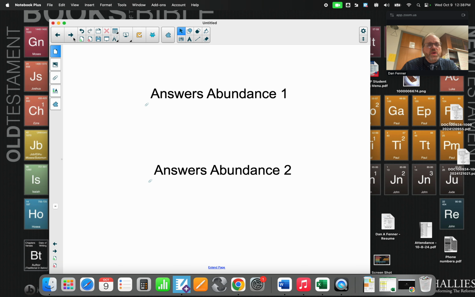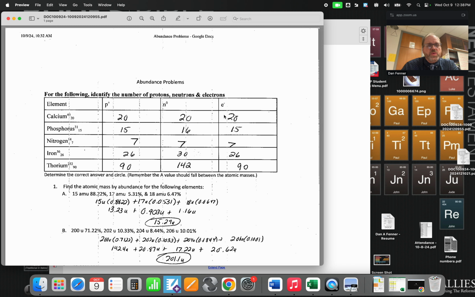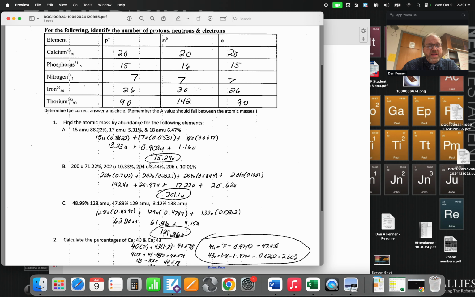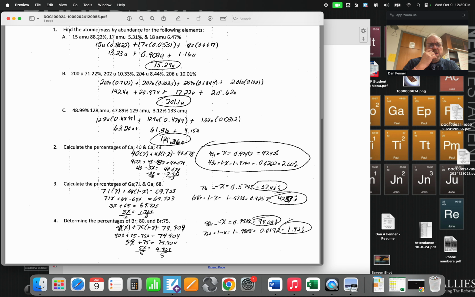All right, so here are our answers. Answer the first set. So we end up with 20, 20, 20 because 40 minus 20, that's easy. And 31 minus 15, that's 16. Number of protons and the number of electrons are always the same, atomic number. And then we have our answers here for these sets right there. There we go. So you can see what those are.